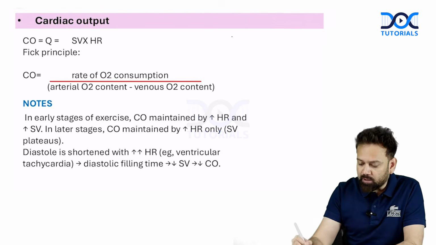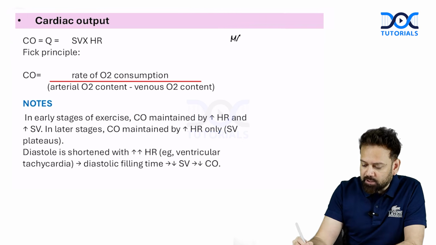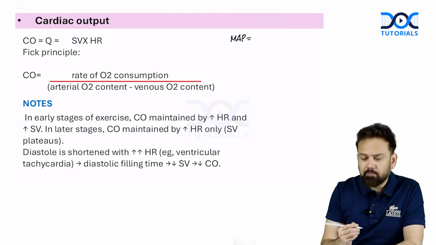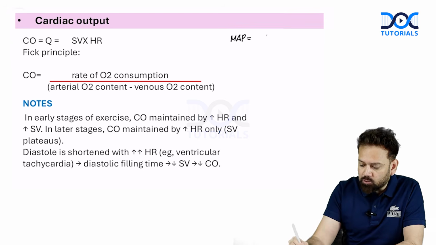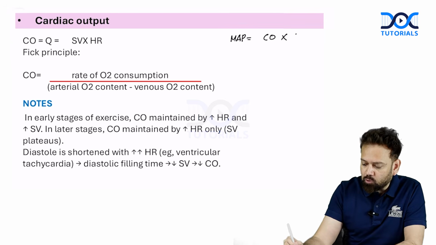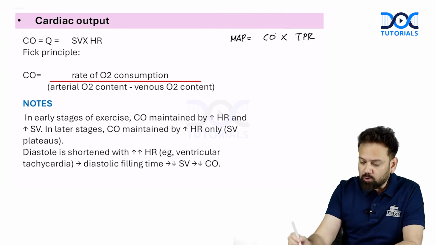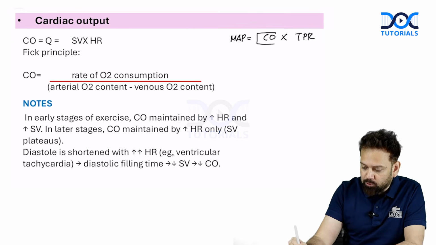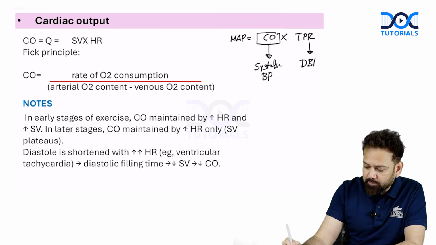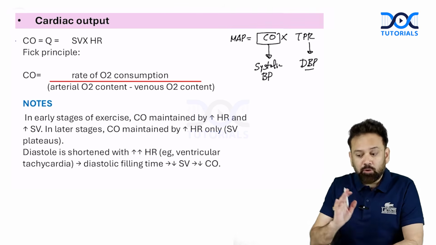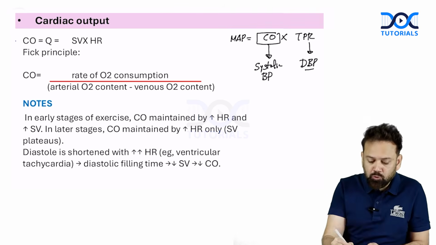But before cardiac output, I will say mean arterial pressure or blood pressure. Mean arterial pressure is the average pressure, equal to cardiac output into total peripheral resistance. I will come to this point, don't worry. Cardiac output is responsible for systolic blood pressure. TPR is responsible for diastolic BP, concept number 1. Only if you understand this much, then we will come to cardiac output.